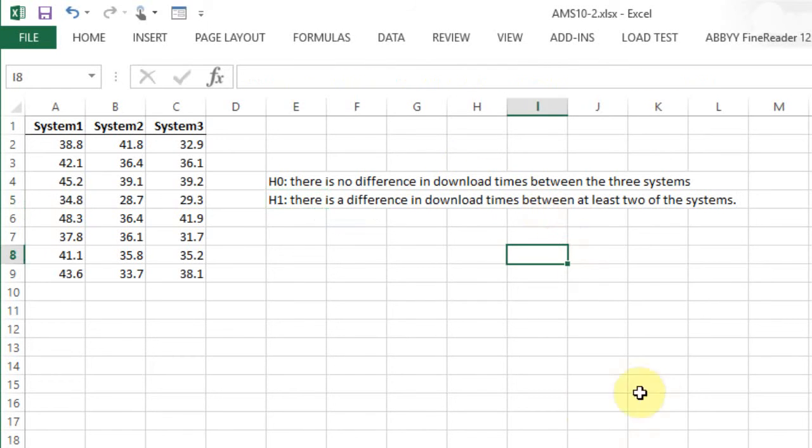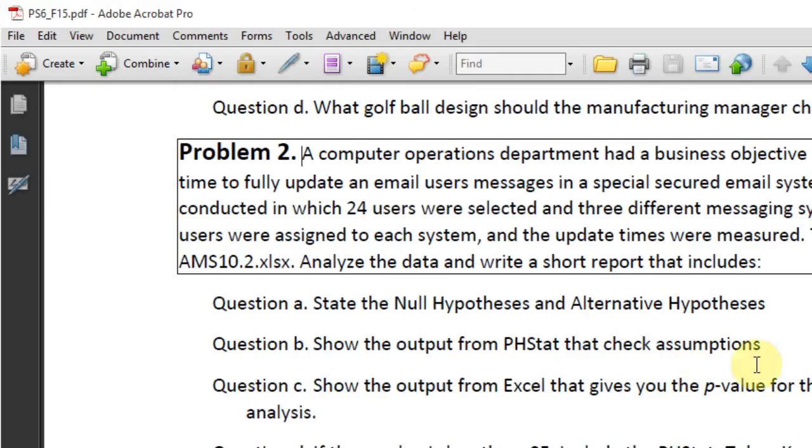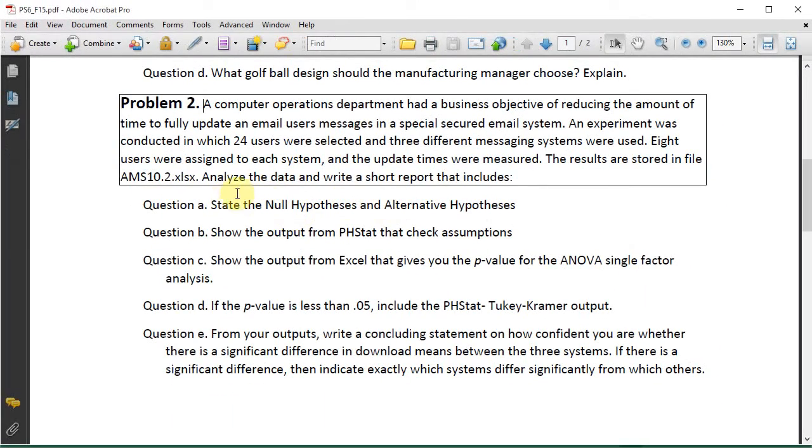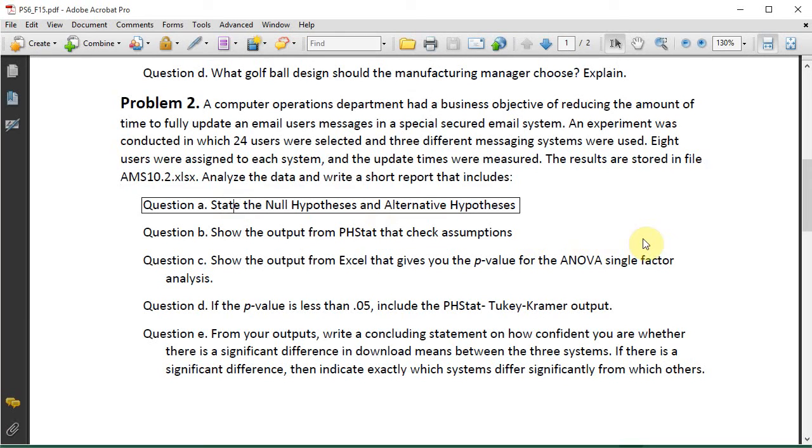And so let's see where we are. So let's look at what we need to do here. Question A. State the null hypotheses and alternative hypotheses. Okay, we've done that. Next, question B is? Question B. Show the output from PHstat that check assumptions. Okay, we're going to check the assumptions here.